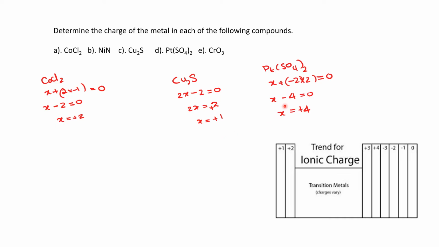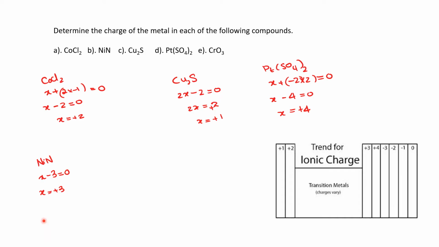In this case, we are going to designate X as the charge of platinum, and for sulfate, we are going to use the polyatomic anion, and the charge is -2. And you have two sulfate ions, that means -2 times 2, and the whole molecule is neutral, so we are going to set the total charge equal to 0. And you will see that the charge of the platinum is +4.